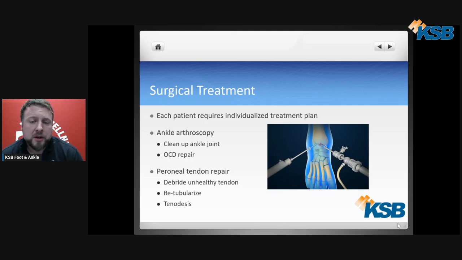But sometimes an ankle arthroscopy or an ankle scope is appropriate, and that's where we can clean up the ankle joint. We can repair that cartilage injury to the ankle joint as well. Peroneal tendon repair. So there are two tendons that run alongside the outer aspect of the ankle. And with recurrent sprains, sometimes we can develop tears, and these tears may need repaired. And so we debride or remove the unhealthy part of the tendon, and then we may retubularize the tendon, which means we try to restore it back to its anatomical shape the best we can, or sometimes we actually tenodese or sew those two tendons together.